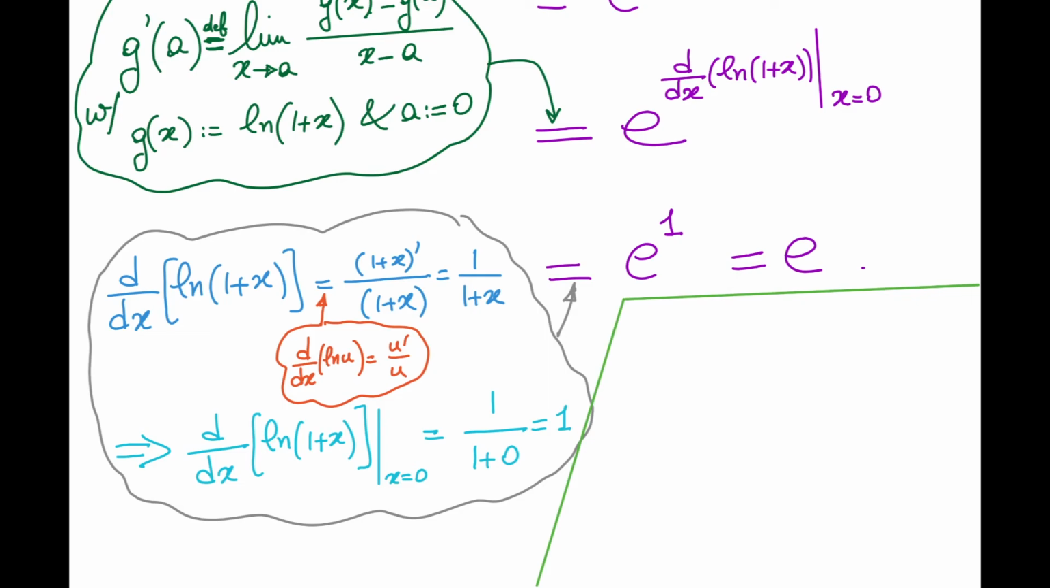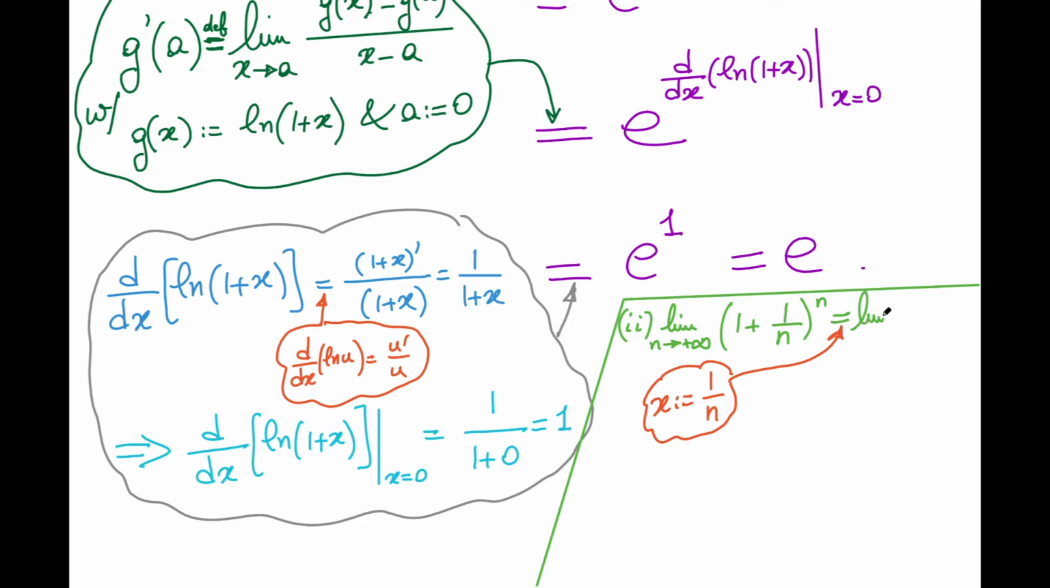So this is part 2, right? We want to find the limit as n goes to plus infinity of the quantity 1 plus 1 over n, to power n. Okay? So what I'm going to do is use a substitution. I'm going to replace 1 over n by x. I'm going to introduce a new letter, x. As such, every time I see 1 over n, I'm going to write x. So this becomes 1 plus x.